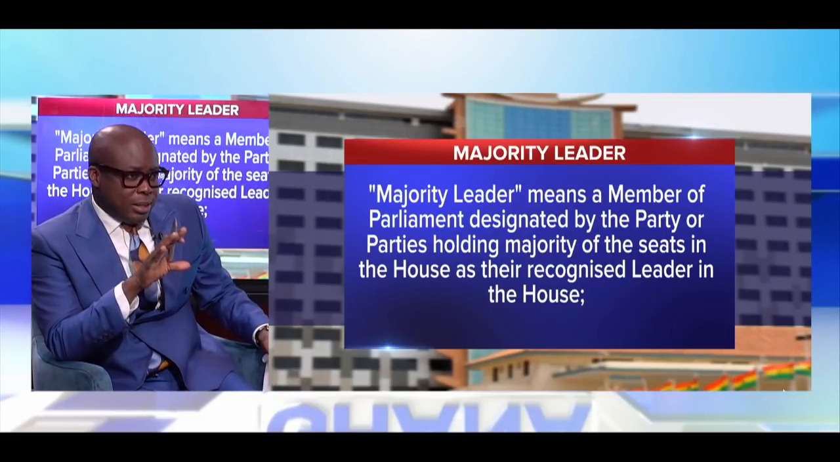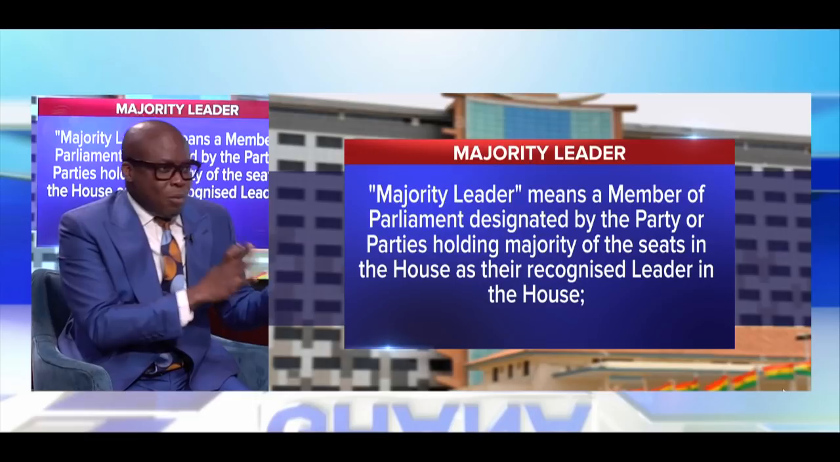So the mathematical situation is you, MPP, have 137 as of today, NDC have 137. In that context, none of you has majority. But there's one independent candidate. How do you anticipate this standing order to include that independent candidate? It says party or parties. That independent candidate is not a party. He's independent. He's not PNC. He's not CPP. He's independent.